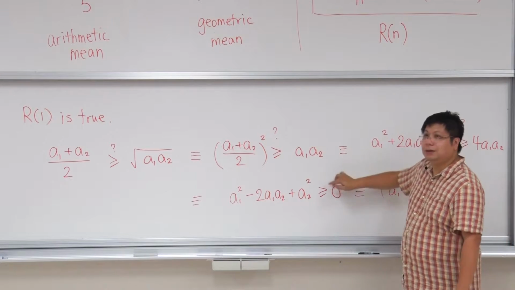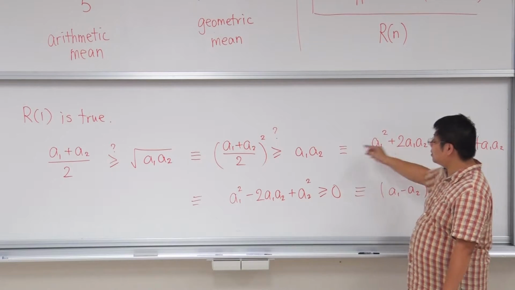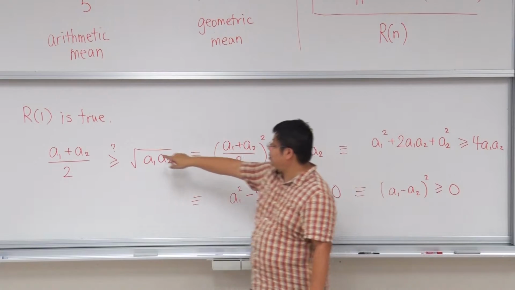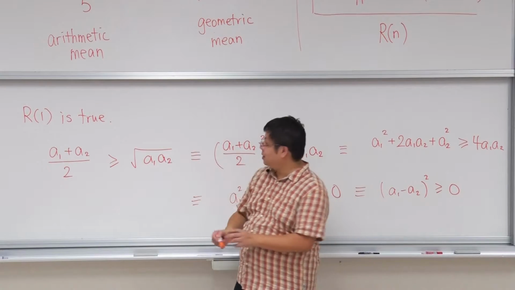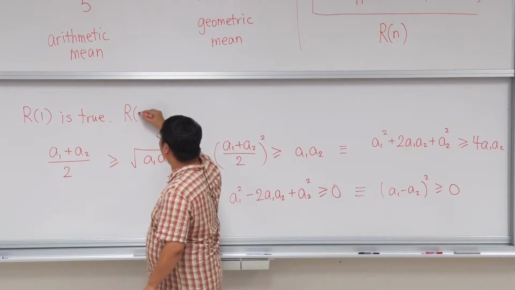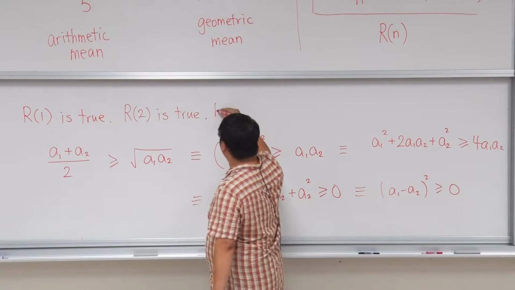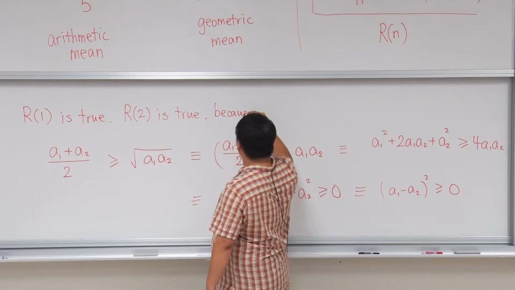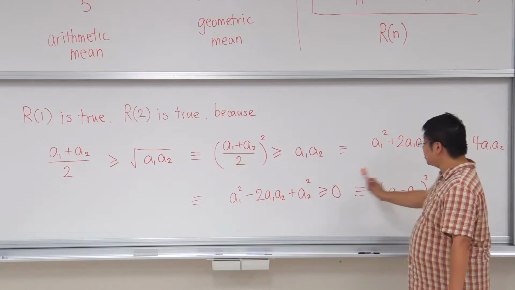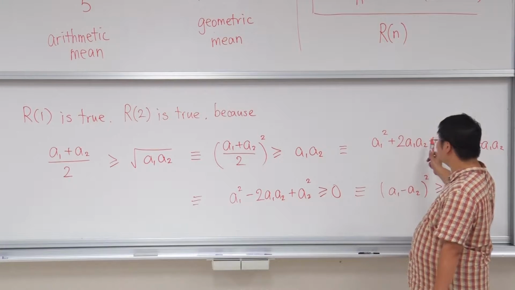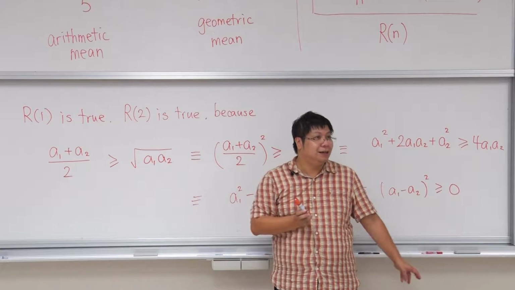So this is true, so this is true, and so on back up the chain. We have done a long way. R2 is true. If you want to write it down, because this one is true, this one is true, and so on. So R2 is true. Is that okay?